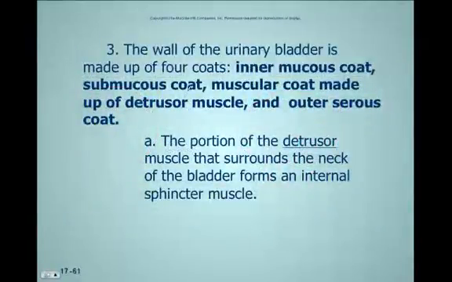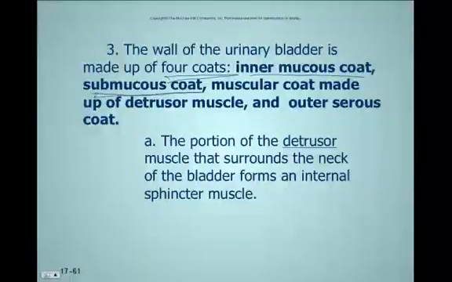Now the wall of the urinary bladder is going to be made up of 4 coats. It's going to have an inner mucus coat, okay? And then a submucous coat. So again, this is that extra layer. And then it will also have a muscular coat and an outer serous coat.